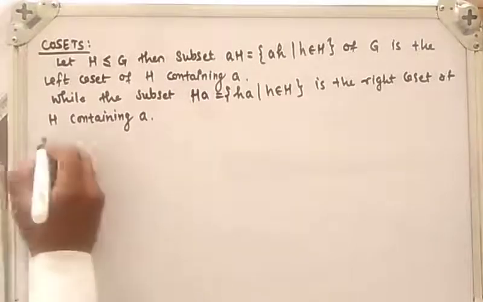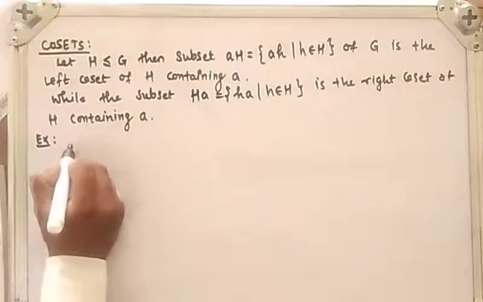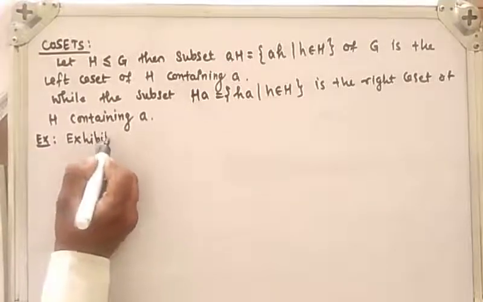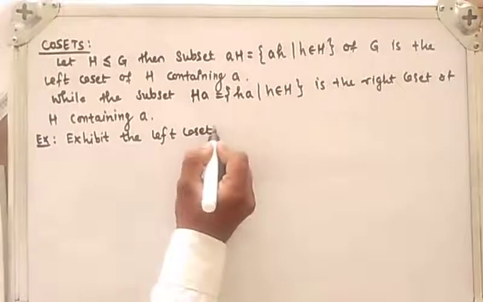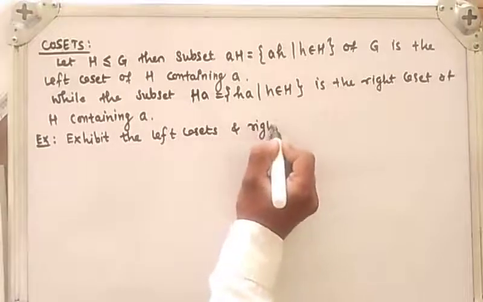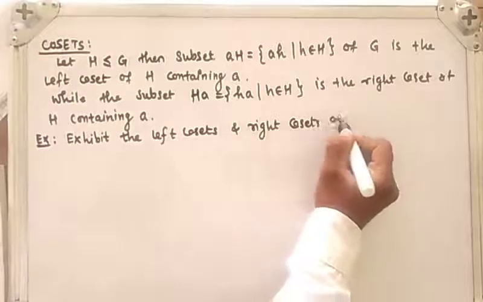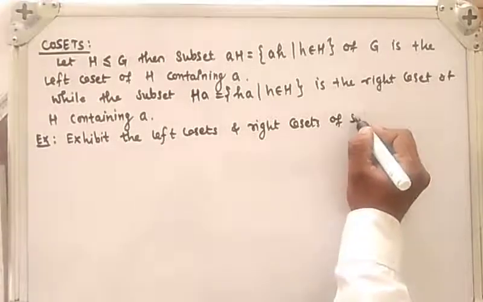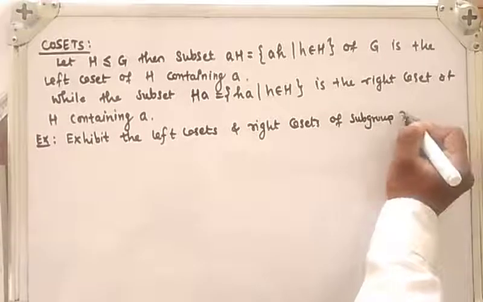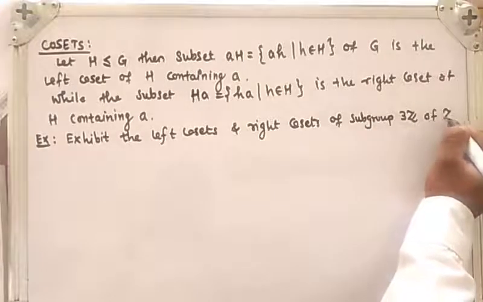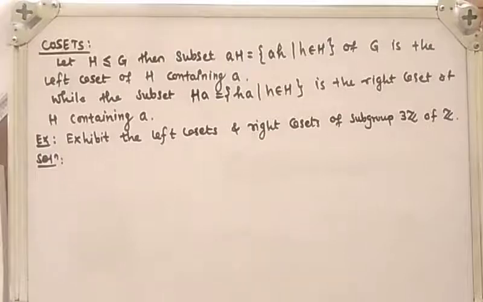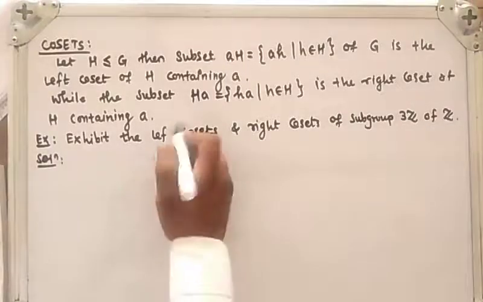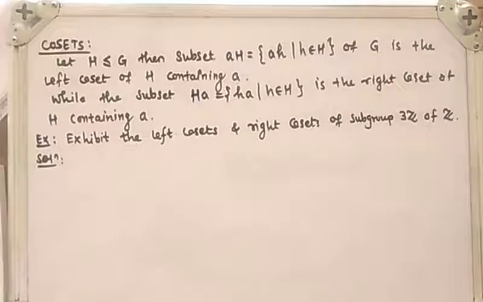Let's see the example. Exhibit the left cosets and right cosets of the subgroup 3Z of Z. So exhibit the left cosets and right cosets of subgroup 3Z means to find out the left cosets and right cosets of 3Z.